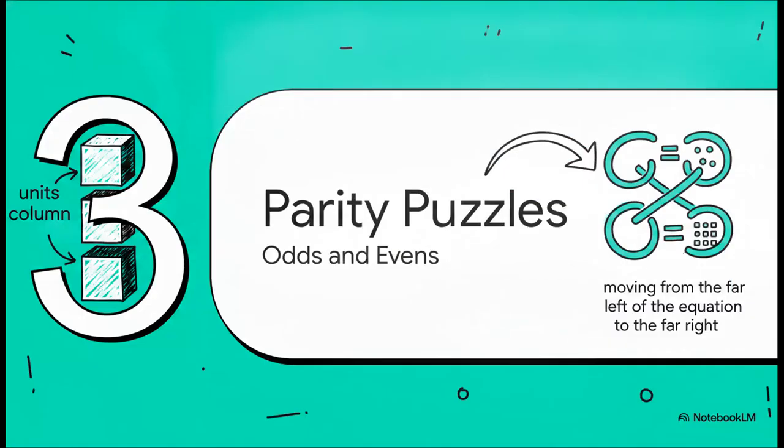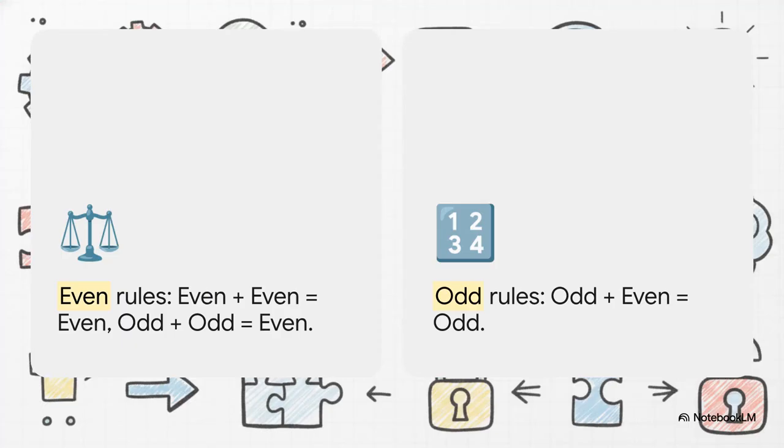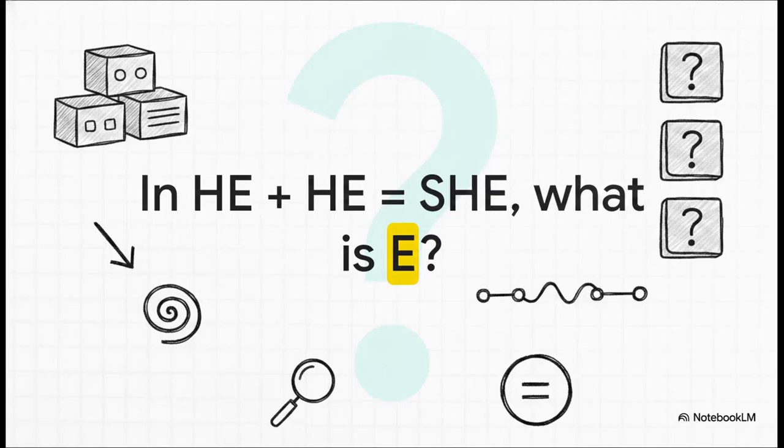Moving right along to Level 2, parity puzzles and the incredible power of odds and evens. Compare these immutable rules carefully, because knowing whether a resulting digit must be odd or even limits your possibilities drastically. It basically chops your entire list of potential digits right in half. If we know a letter has to represent an even number, we don't even have to waste our time testing 1, 3, 5, 7, or 9. Let's actually test that parity logic on this doubling pattern.